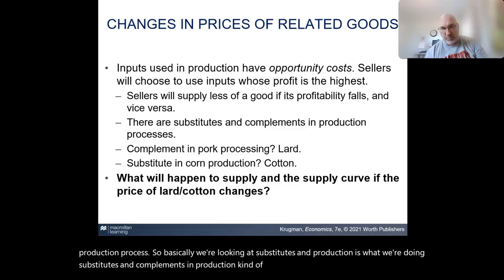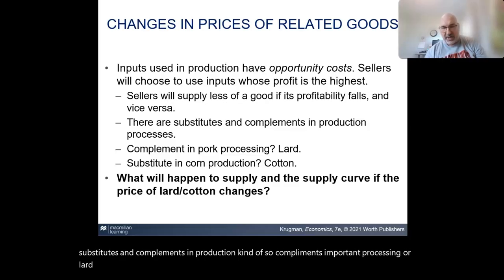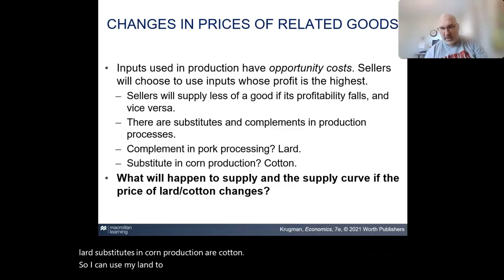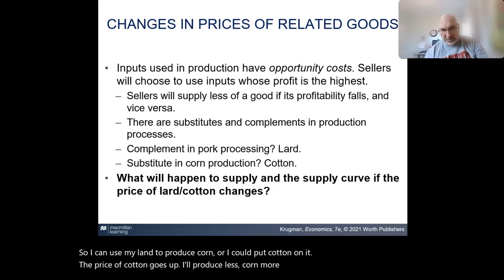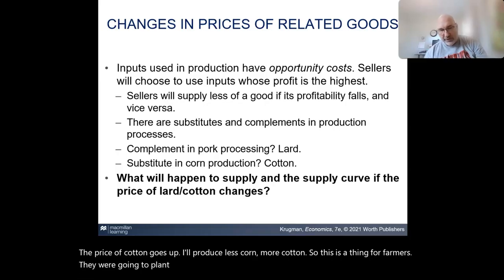Complements in pork processing are lard. Substitutes in corn production are cotton. So I can use my land to produce corn, or I could put cotton on it. If the price of cotton goes up, I'll produce less corn, more cotton. So this is a thing for farmers. They're going to plant more of the good they expect to be higher price. That's just what it is.